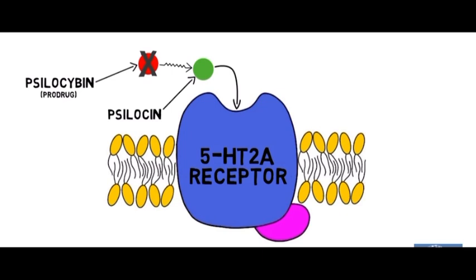Here's a model of psilocin binding to this 5-HT2A receptor. By binding to this receptor, it can mimic the effects of serotonin. But what's actually interesting about this is it's not necessarily proven how the psilocin binding to the 5-HT2A receptor can lead to hallucinations. Now we know how psilocybin functions.